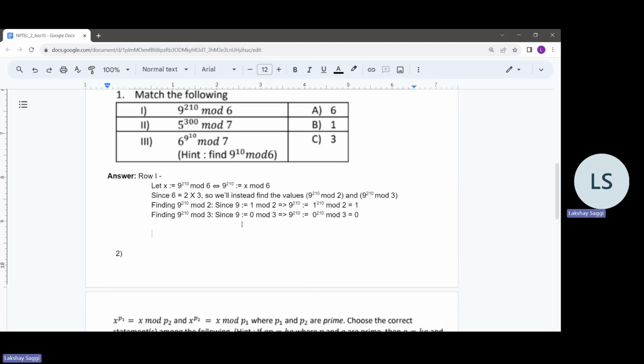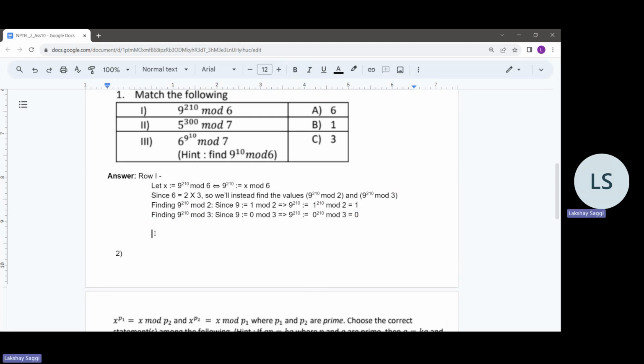So what we essentially have is that we have 9 raised to the power 210. Let this number be something like y, not x, because we have defined x previously. So when y is divided by 2, it leaves a remainder of 1. And when this y is divided by 3, it leaves a remainder of 0.